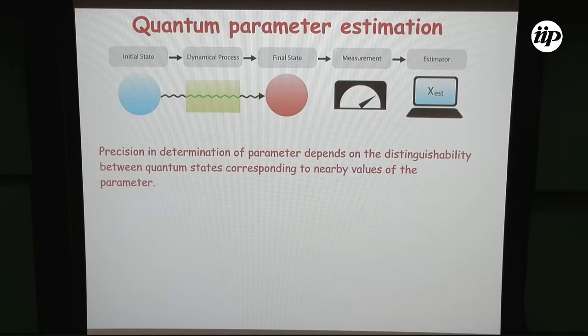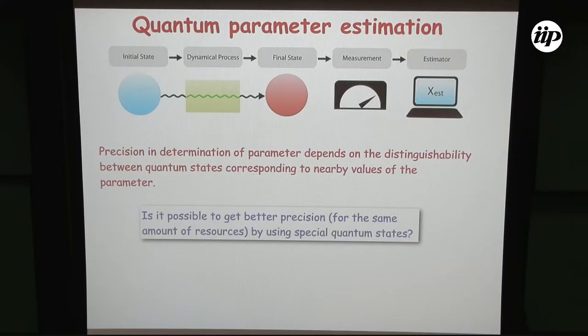Now, quantum parameter estimation has, again, the same steps. However, there are some tricks. The precision in determination of the parameter depends now on the distinguishability between quantum states corresponding to nearby values of the parameter. So that's the question we are going to formulate: is it possible to get a better precision for the same amount of resources by using some special quantum states?